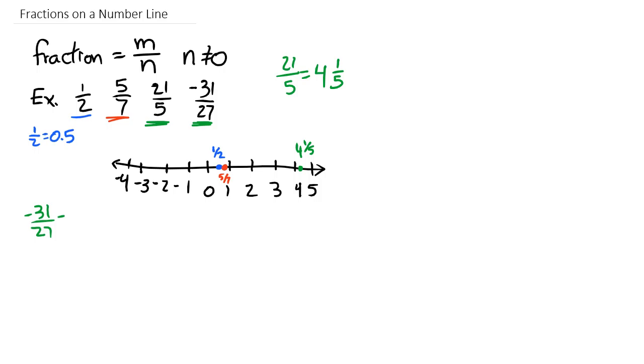Finally, we can look at negative 31/27. And when we look at that, it's basically saying negative 1, and so 27 can go into 31 one time, and it leaves you with 4 left over. So 4/27 is pretty small, and so we will come out here to negative 1, and then we'll go out 4/27 of the way. Negative 1 and 4/27.